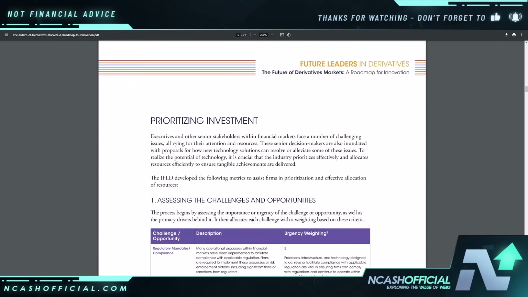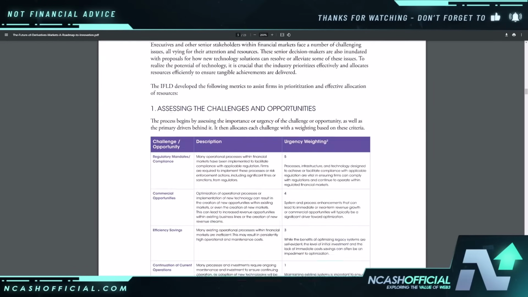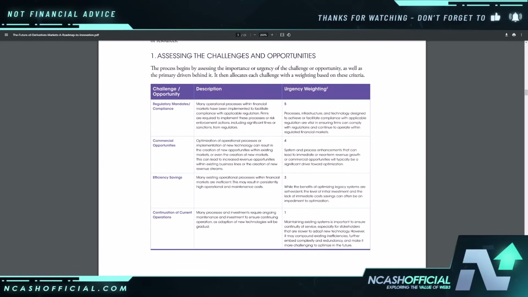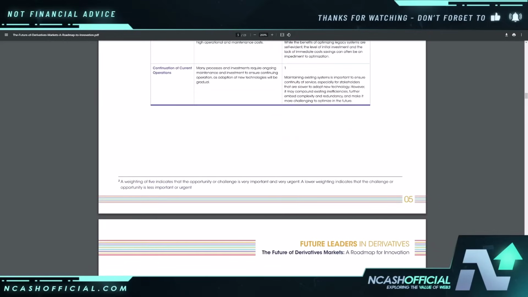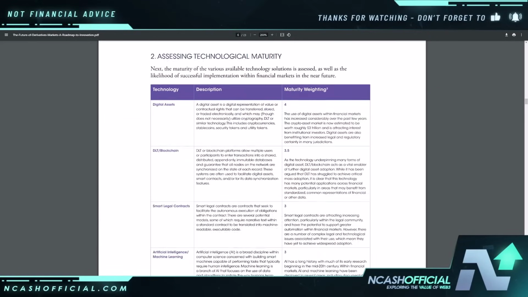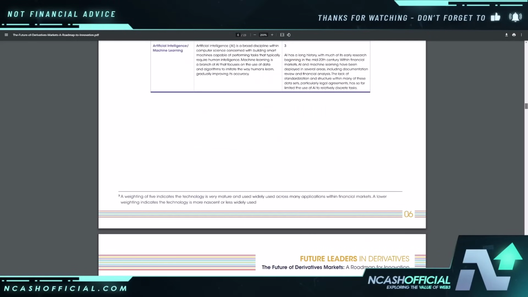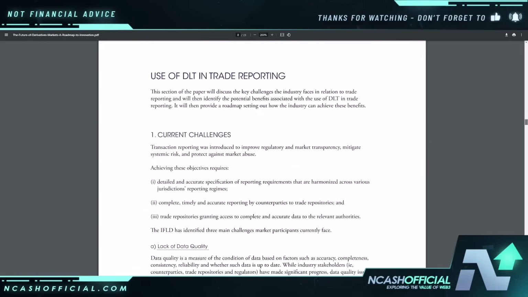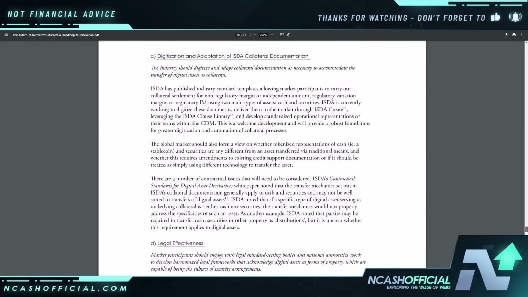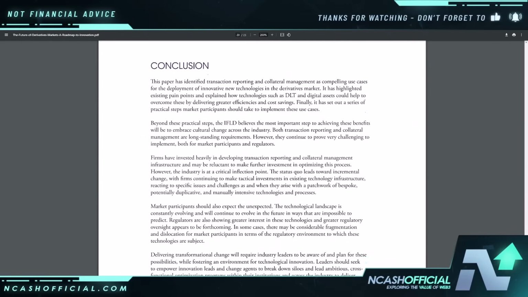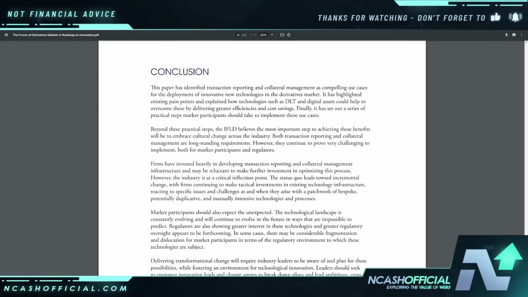Now, here we have assessing the challenges and opportunities, and you can see some of these challenges and opportunities, for example, like regulatory mandates and compliance, commercial opportunities, efficiency savings, and continuation of current operations. Now, I don't want to go too in-depth on this document because I still have a lot of other information to go over, but the number one thing to really kind of conclude here, and if we go all the way down to the bottom to the conclusion, here we have: this paper has identified transaction reporting and collateral management as compelling use cases for the deployment of innovative new technologies in the derivatives market.